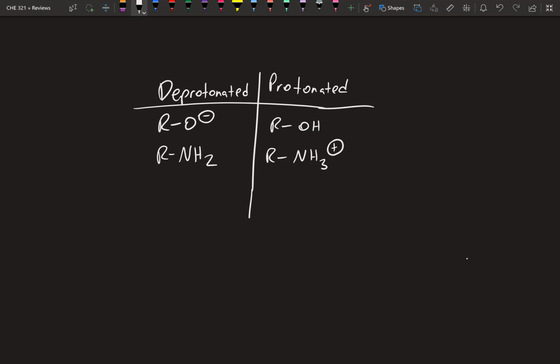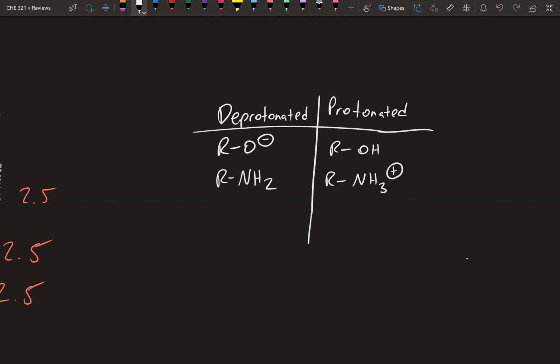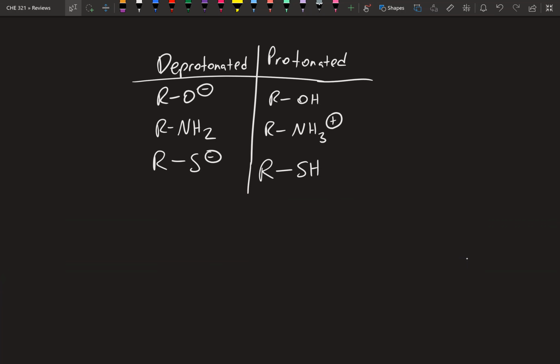Now the last one you might see is a sulfur group. Okay? So our sulfur is going to be R S minus. It acts exactly like the alcohol. Okay? This is a thiol group. When you have that SH, yeah, it's called a thiol. So you're never going to have a protonated thiol that looks like this. Okay? So just be careful when you see those on tests.